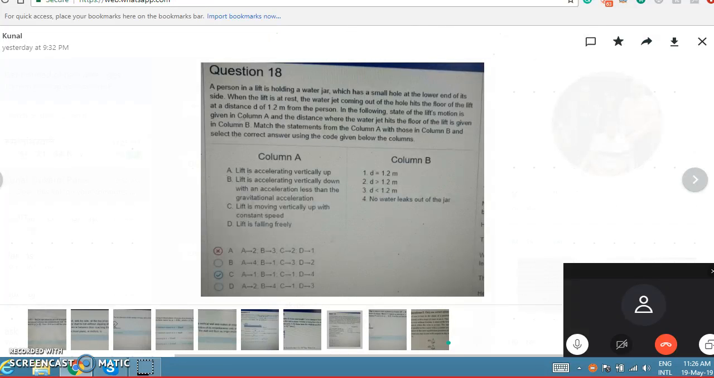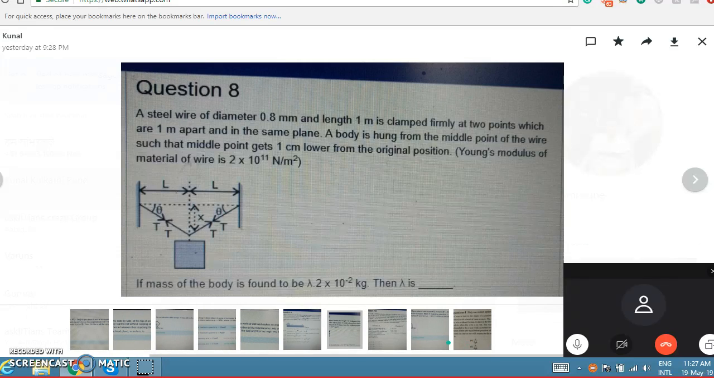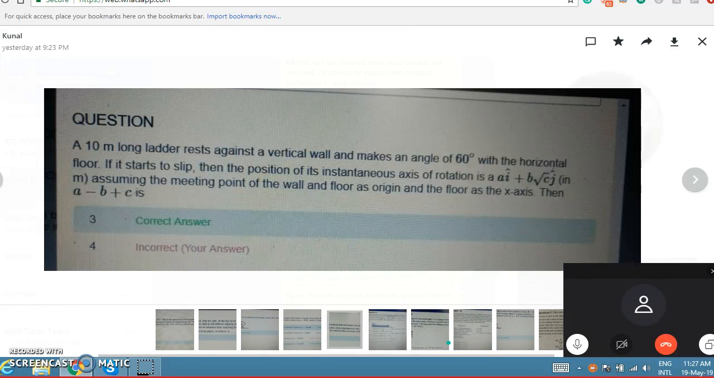Right? I mean, they have given A as 1 and B as 1. Both are 1. How is that possible? No, not at all. Anyway, so let's go to some other question.